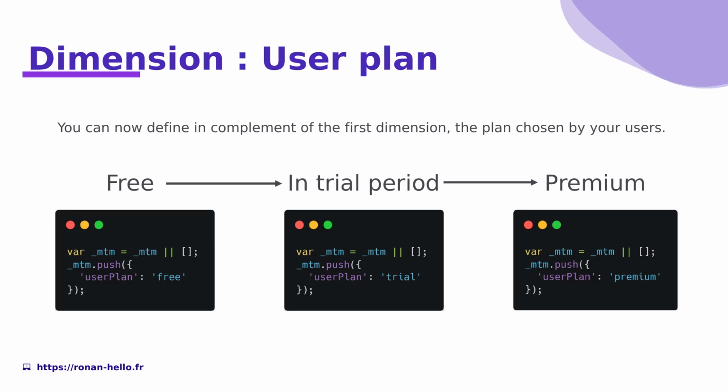Then the user will try the software during a trial period, as long as one or many weeks, depending on your solution. During this period, I send a specific code as a trial for the value of the user plan variable in the data layer. And when the trial period has ended, my user switches to the premium plan, and I send that value into the data layer of Matomo.